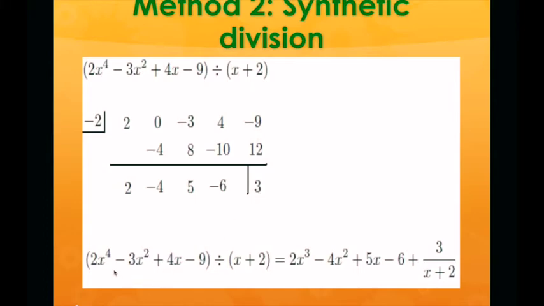The answer can be written as follows: this is our question, which is our dividend, and this is our divisor. So the answer is 2x^3 - 4x^2 + 5x - 6, which is our quotient, plus 3, the remainder, over x + 2, our divisor. Method 3, the remainder theorem.